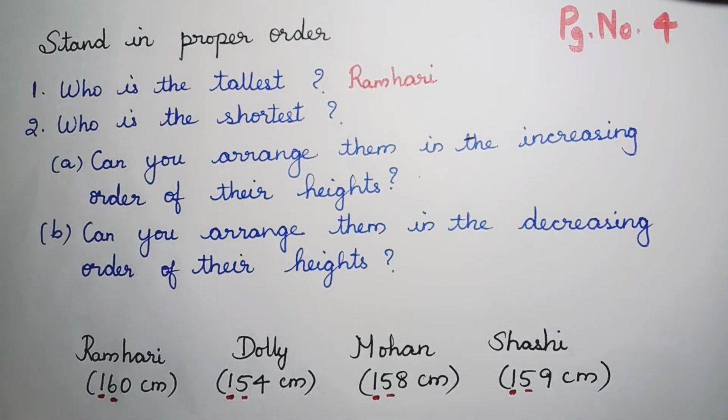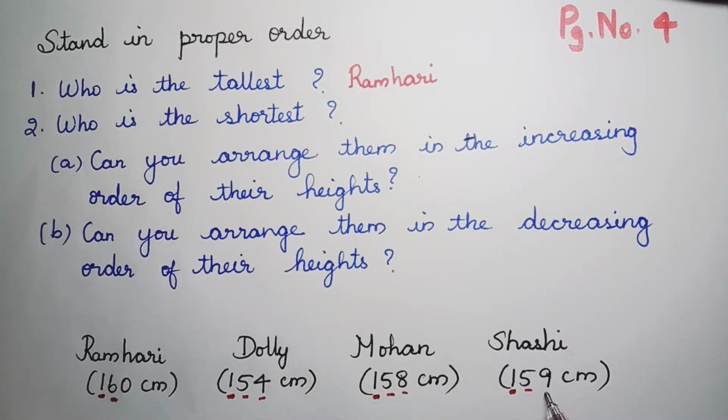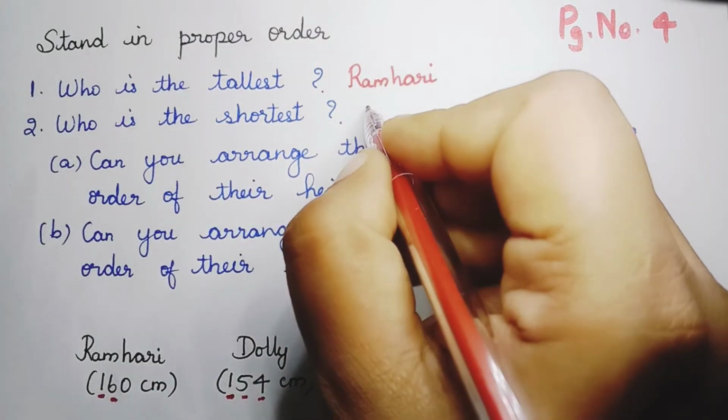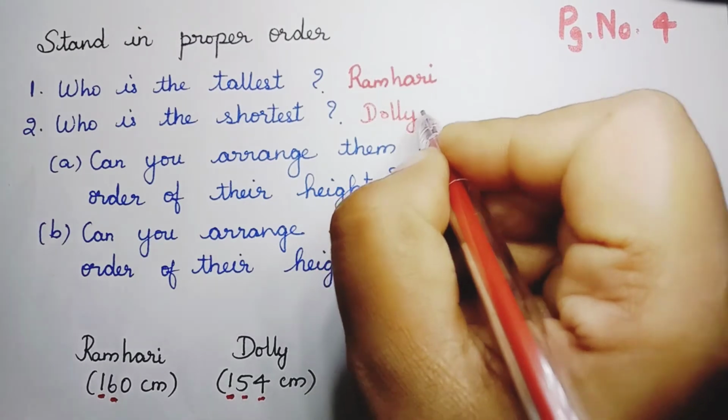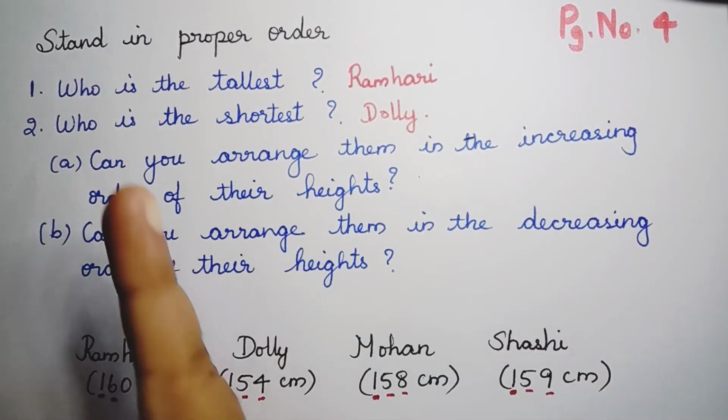Now you have to find out who is the shortest person. So compare here. One among these 3 will be the shortest person. Compare the next digits: 4, 8, 9. Which is the smallest number among 4, 8 and 9? 4, right? So 154 is the shortest value. So Dolly is the shortest person. So the first 2 questions are solved.